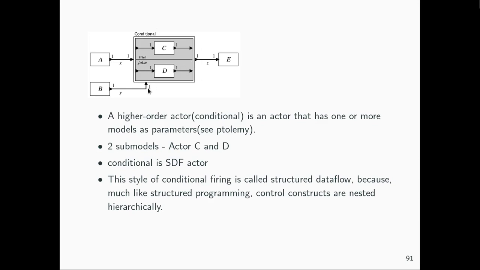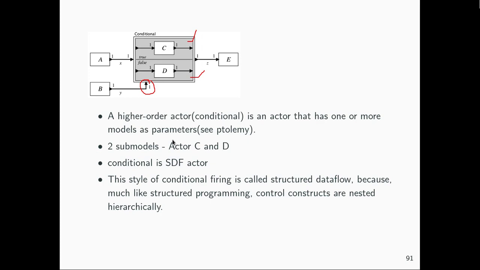Depending on the value at the bottom input port that you see here, we can decide which actor to fire. Should we fire this actor or this actor? So the conditional actor decides which model to execute: the model containing C or the model containing D. The input value received from A will be sent to whichever model is selected, and the value produced by the model is sent to E. This is a higher order actor in Ptolemy, called a conditional actor. We will see this actor in detail.